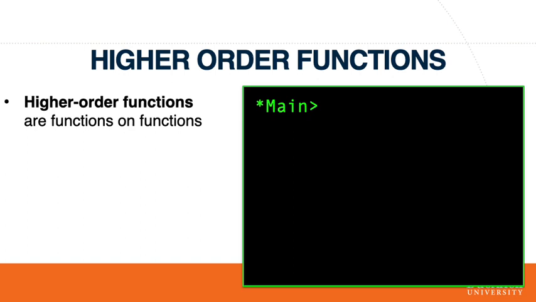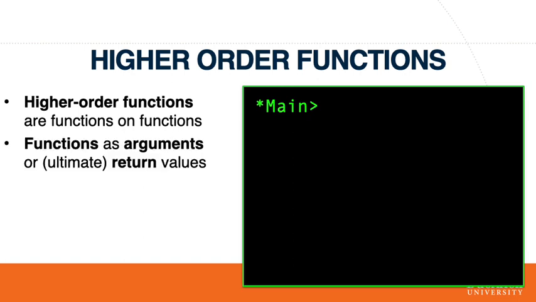Higher order functions are functions on functions. Strictly speaking, basically all functions in Haskell are higher order functions because functions in Haskell are curried and return functions. We're going to define higher order functions a bit more narrowly than that, though. We're going to say that functions that take functions as arguments or return functions as their ultimate return value are higher order functions.